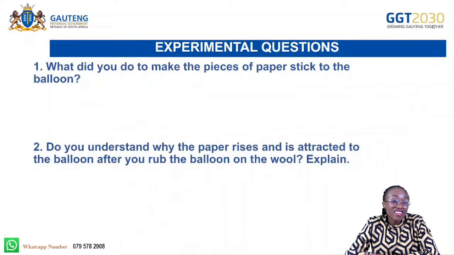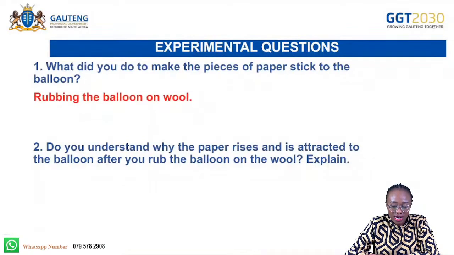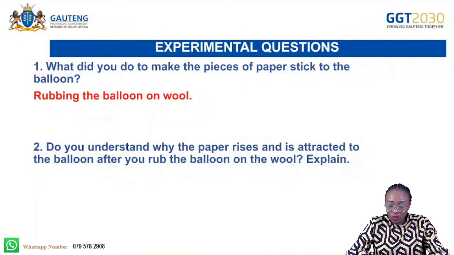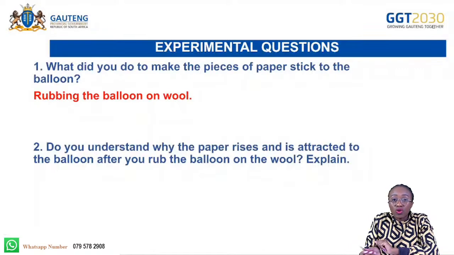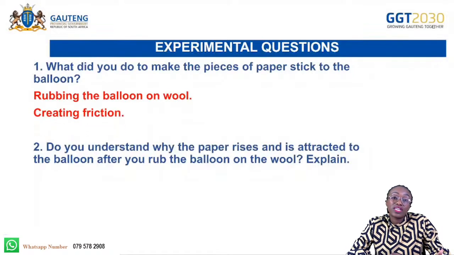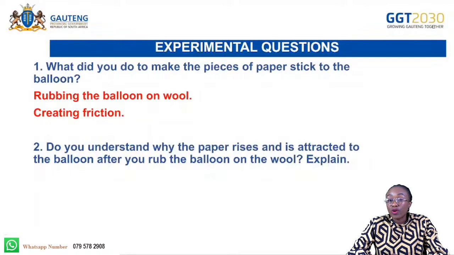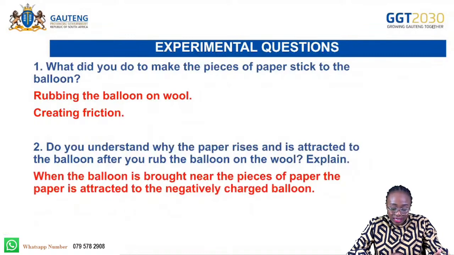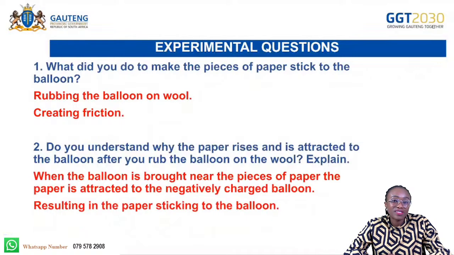Welcome back, learners. Now let's answer these two experimental questions. So what did you do to make the pieces of paper stick to the balloon? Rubbing the balloon on wool, as you saw me rubbing it on my jersey. You can also answer and say creating friction. Number two, do you understand why the paper rises and is attracted to the balloon after you rub the balloon on the wool? Explain. So when the balloon is brought near the pieces of paper, the paper is attracted to the negatively charged balloon, resulting in the paper sticking to the balloon. Take 1 minute to quickly copy down these two, and then after that, we'll wrap up our lesson.